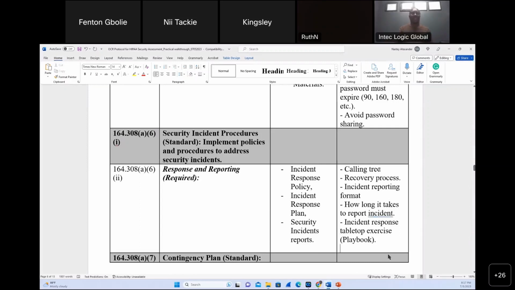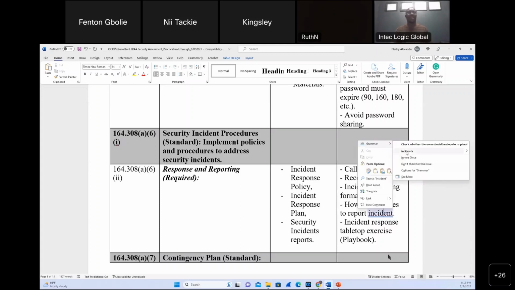Calling tree is when an incident happens, who are the people that we are going to call, right? Who are the people, the first point of call? There needs to be some kind of calling tree. Recovery process, right? Incident reporting, how long it takes to report an incident, is very, very important.